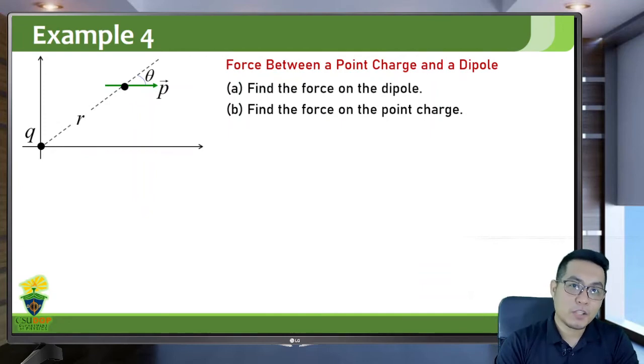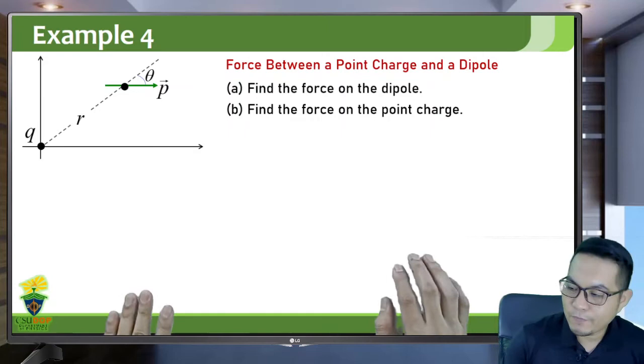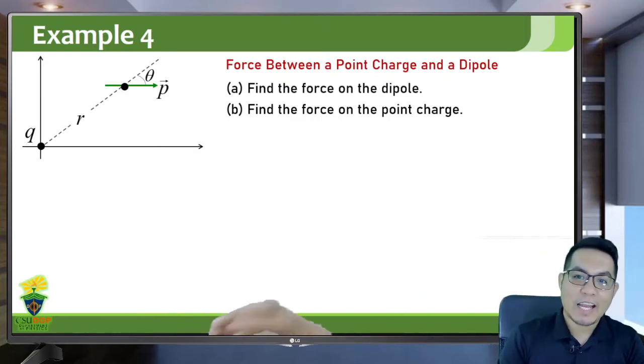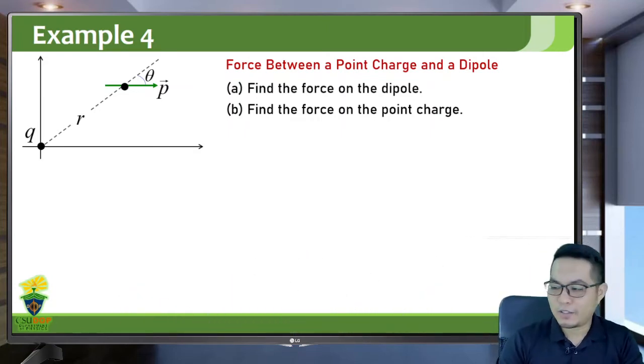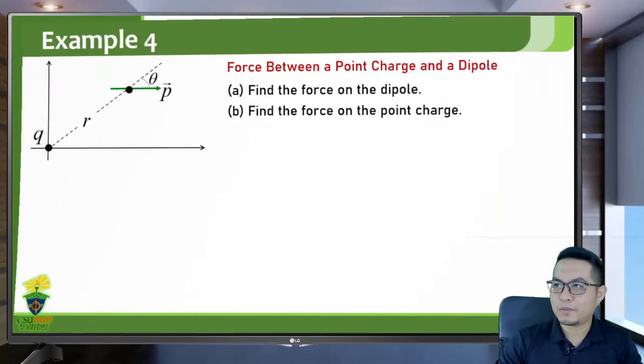And by virtue of Newton's third law of motion for force, these two forces must be equal in magnitude but opposite in direction, or they must be the negative of each other, or they must be anti-parallel. Okay, so let's try first to solve for the force exerted by letter A, the force on the dipole.